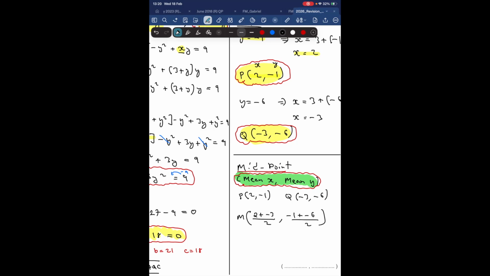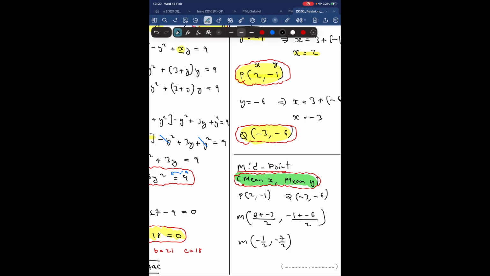And if I work those out, so M, 2 plus -3 will give you -1. -1 divided by 2 will give you -1/2. That's what the x coordinate for the midpoint is going to be. And then if we do the same thing for the y coordinate here, -1 plus -6 is -7 divided by 2. That's going to give you -7/2.